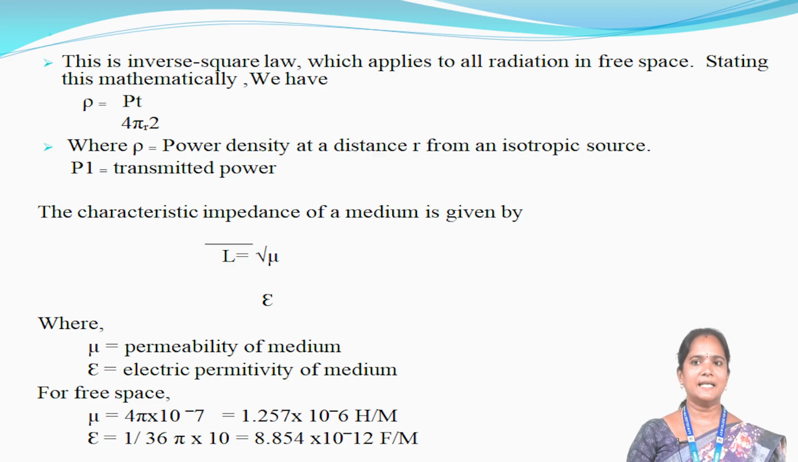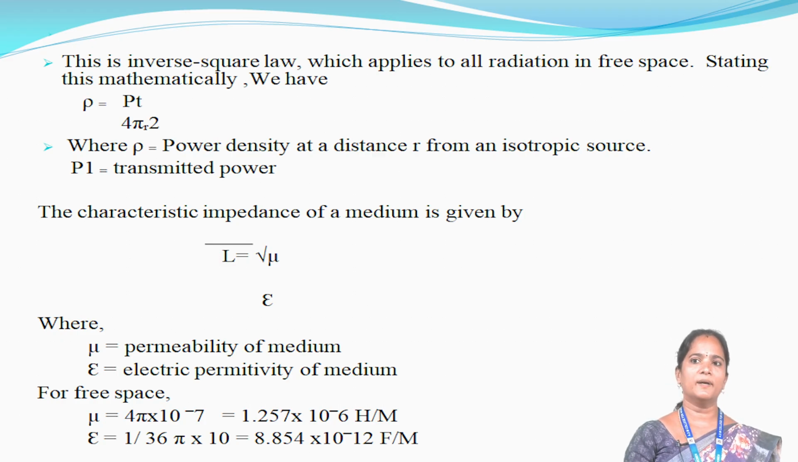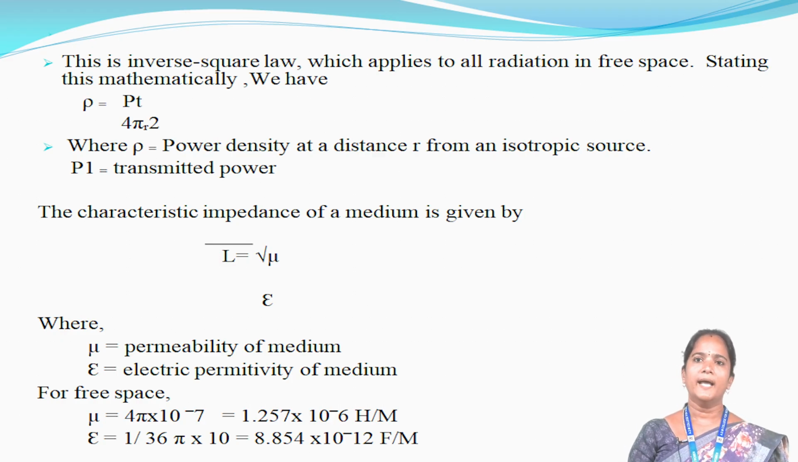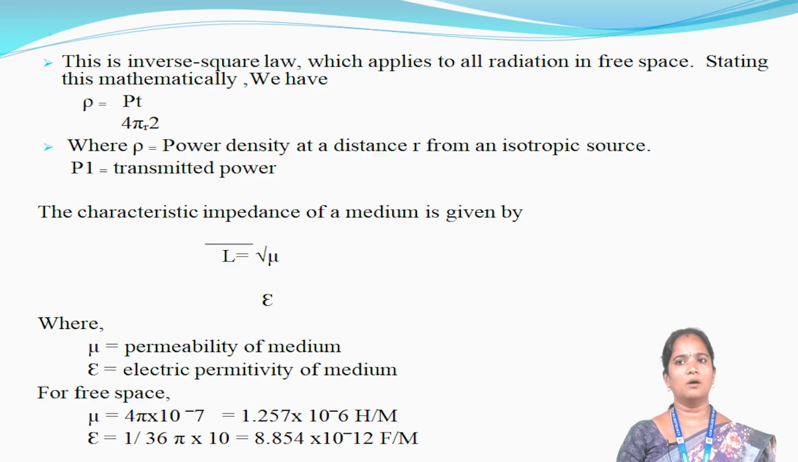If power density is defined as radiated power per unit area, it follows that power density is reduced to 1/4 of its value when the distance from the source has doubled. It is seen that power density is inversely proportional to the square of the distance from the source. This is the inverse square law, which applies to all radiation in free space.